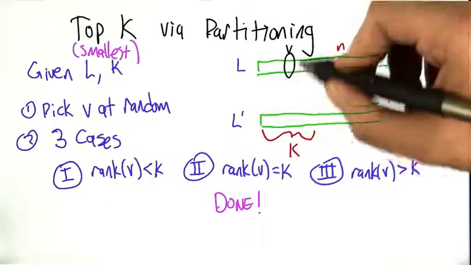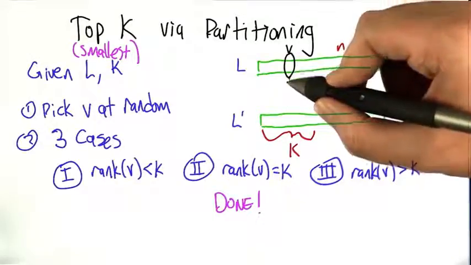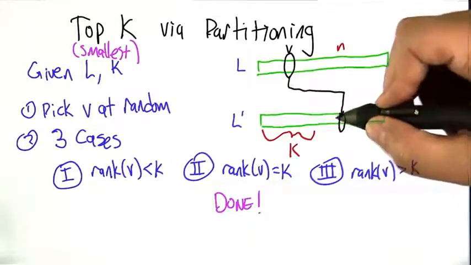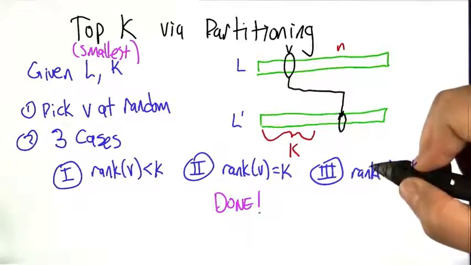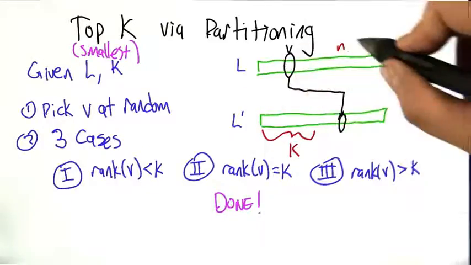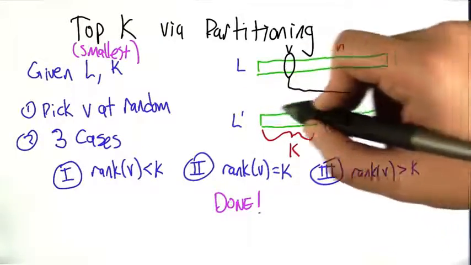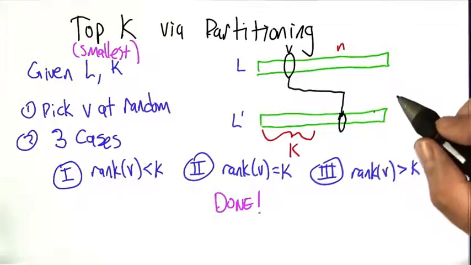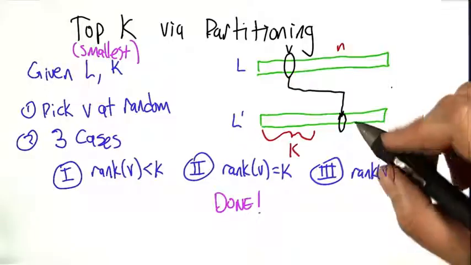So the next case is we've picked this v at random, and it just so happens that it partitions to something bigger than k. So this is case 3 here. What happens at this point? Well, all the values get separated out, and so all the ones smaller than v end up over here, and all the ones bigger than v end up over here. And we haven't really solved the problem yet. But we have made it a lot smaller.